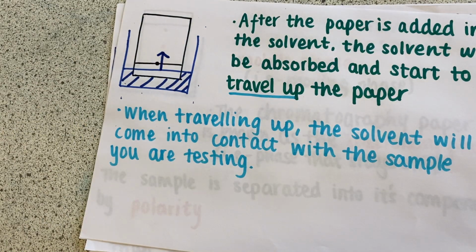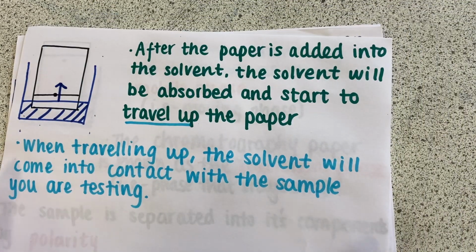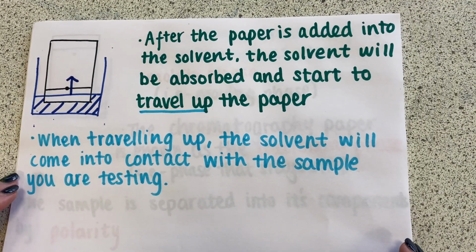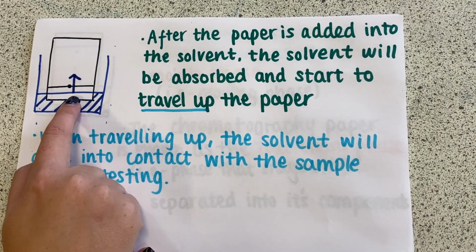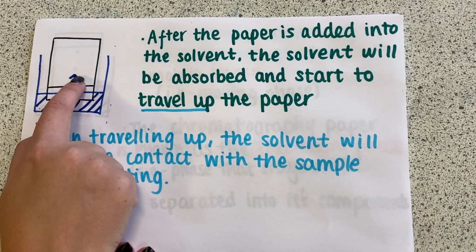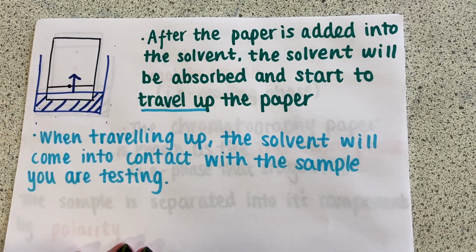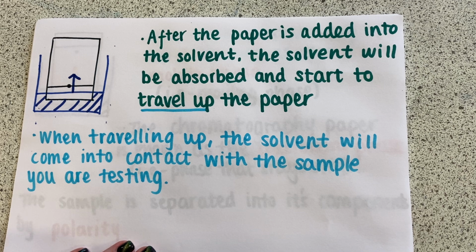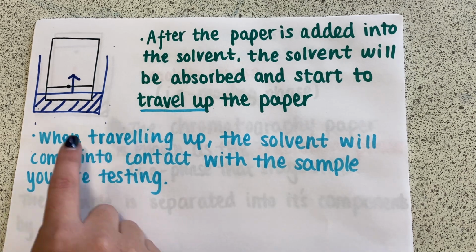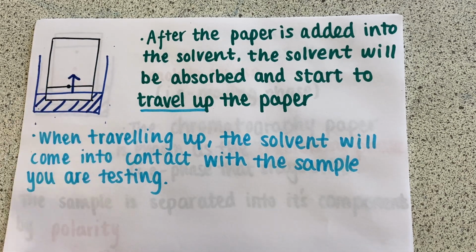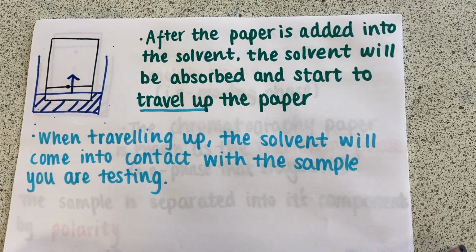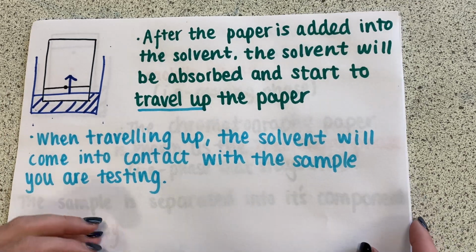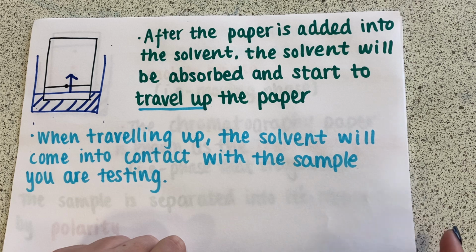After the paper's been added to the solvent, as I've said, it's a highly absorbent paper, so your solvent will start to travel up your paper. It will be absorbed up the way. As it travels up, the solvent will come into contact with your sample as it passes the line that you've dotted it on here, and this is where it's going to start to separate the different components of your sample.